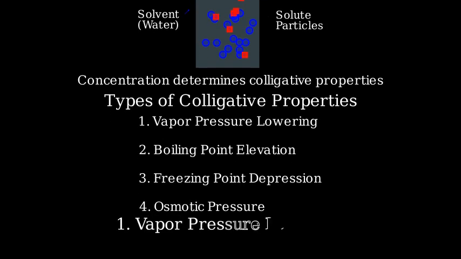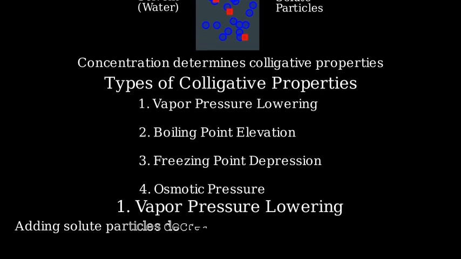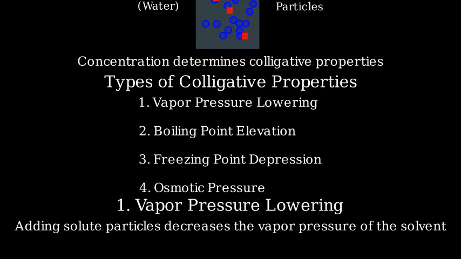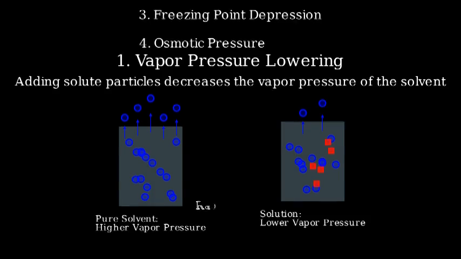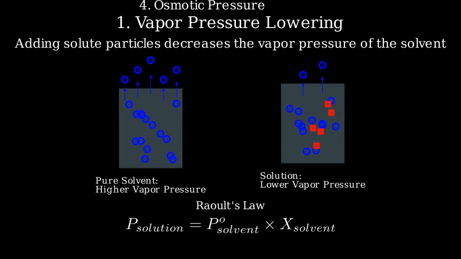Let's start with vapor pressure lowering. When a solute is added to a solvent, the vapor pressure of the solution decreases. In a pure solvent like water, molecules at the surface can escape as vapor. But when solute particles are added, they take up space at the surface, reducing the number of solvent molecules that can escape. This relationship is described by Raoult's law, which states that the vapor pressure of a solution is equal to the vapor pressure of the pure solvent multiplied by the mole fraction of the solvent in the solution.